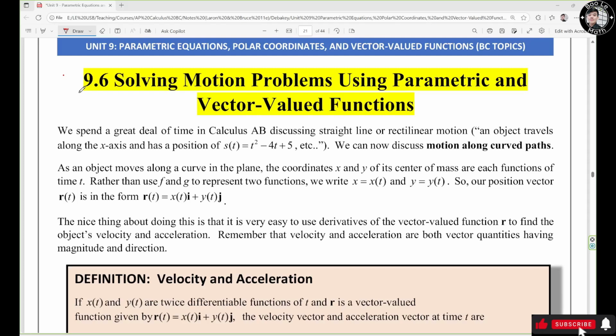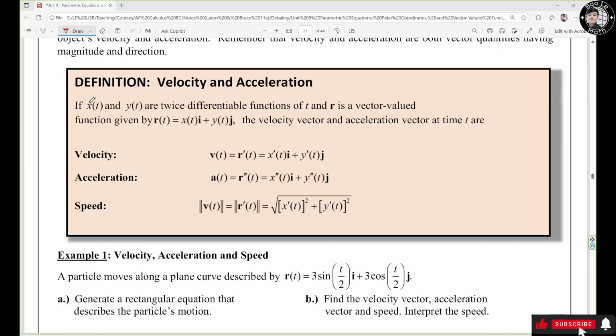Hello everyone, in this video we're going to explore topic 9.6, solving motion problems using parametric and vector-valued functions. Alright, we're going to look at the definition of velocity and acceleration.